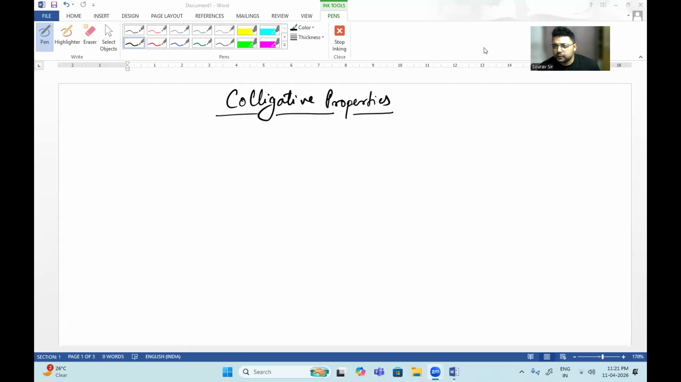Hello. Today our topic is colligative properties. Colligative properties actually is, you can say, a democratic property.